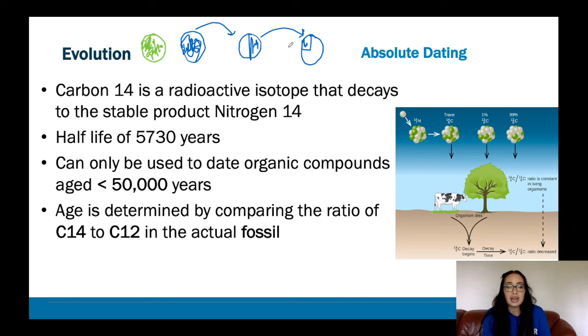Know that carbon dating has a limit of about 50 to 60,000 years old. So anything older than that, you can't really date. Because then the amount of carbon-14 gets so tiny, such a tiny little fraction, it's hard to tell.